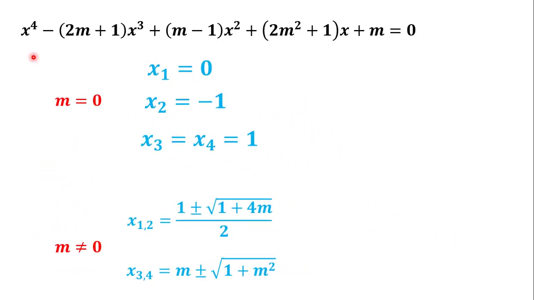So we can say if m equals 0, we are going to get 4 solutions, one of them is a repeated root, and if m isn't equal to 0, we're going to find 4 other solutions.